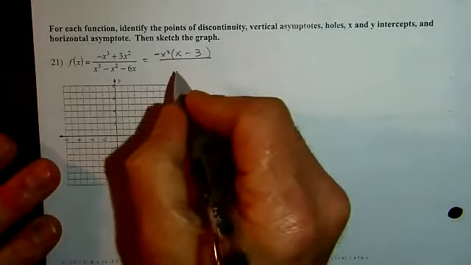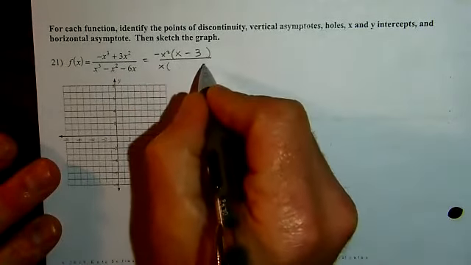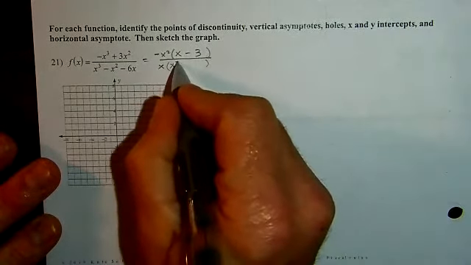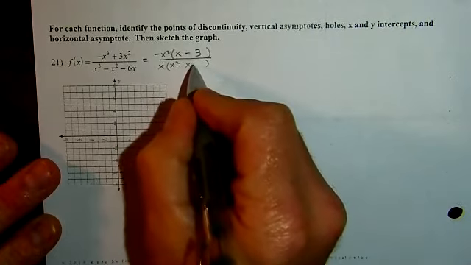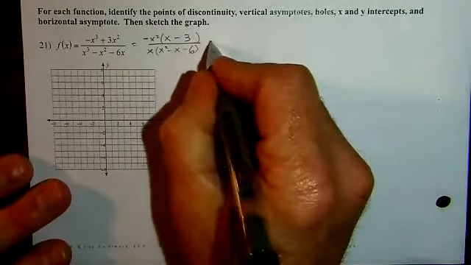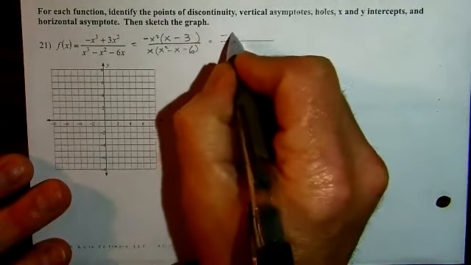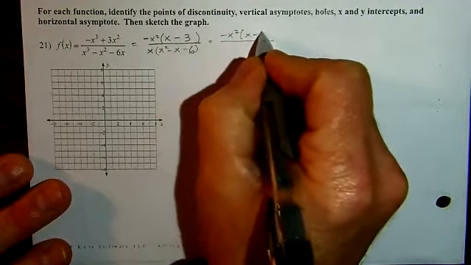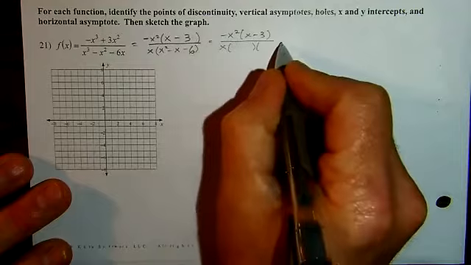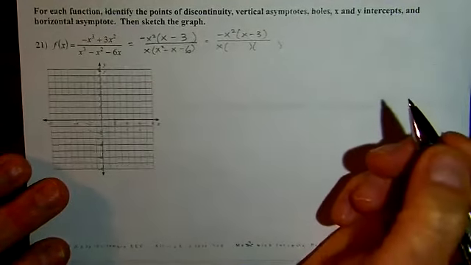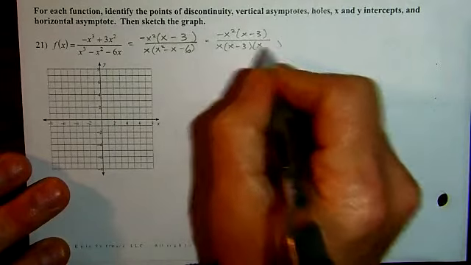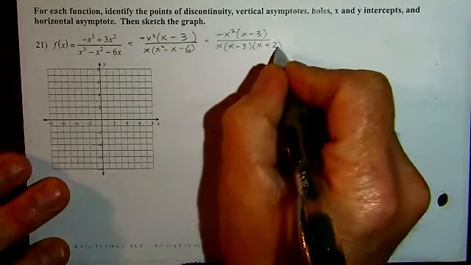Okay, then in the denominator, the greatest common factor is x. And then we have x squared minus x minus 6. Okay, one more step is to check that denominator for factors that we can multiply together to get x squared minus x minus 6. And so after a little bit of investigation, we get this.